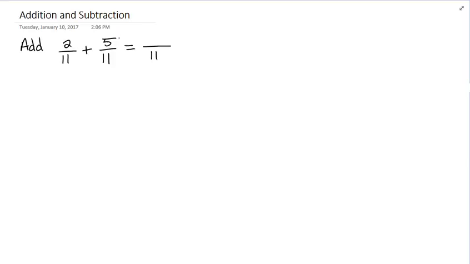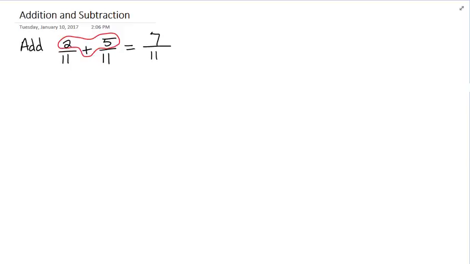And then finally, what's going to be on top? Well, you just add. You just look at the top. You do top plus top. And so 2 plus 5 is 7. And so the answer is 7/11ths, and we quickly look at that and see if it can be reduced. It cannot, because 7 and 11 don't share common factors.